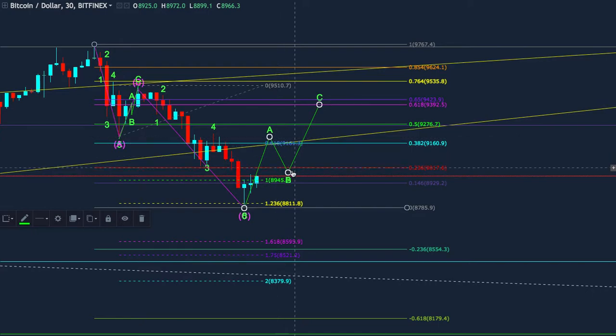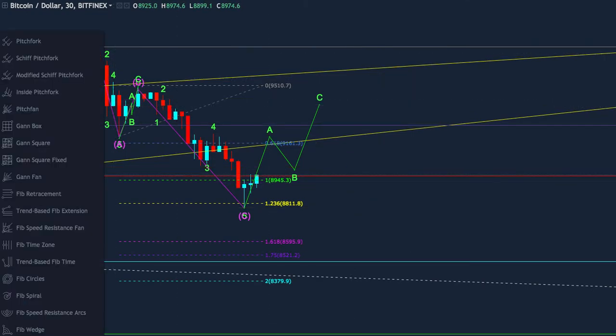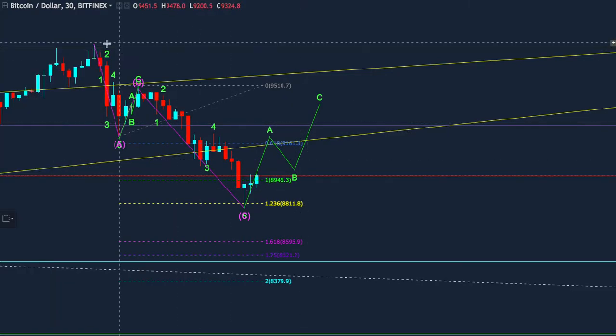And if it's an ABC zigzag back up, A and B are going to be equidistant. You're going to want to look for another 3 waves as part of A, 3 waves for B, and 5 waves up to finish C. And that's going to be the hint that this ABC is in. And then, after this ABC is in, we're basically going to look for 5 waves down.